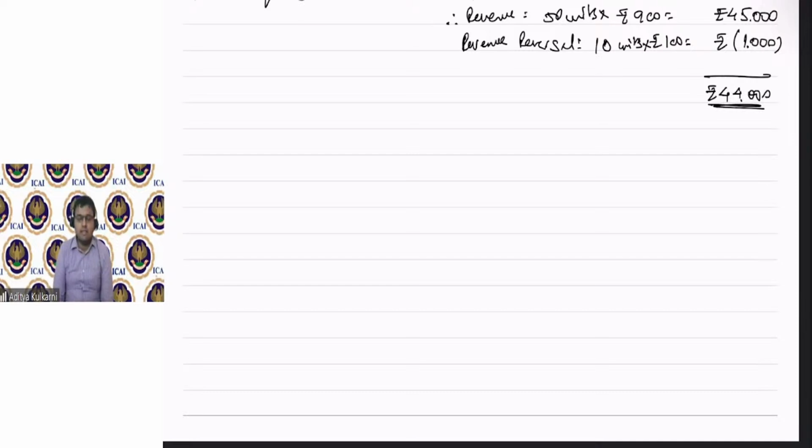Also, variable considerations which are dependent on factors other than the entity's control, like for example, the market price. When you have those kind of variable considerations, they will also not be included because they are not in control of the entity. So this was by large the most important component of your transaction price.